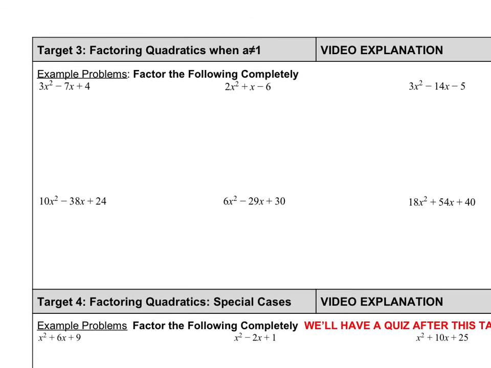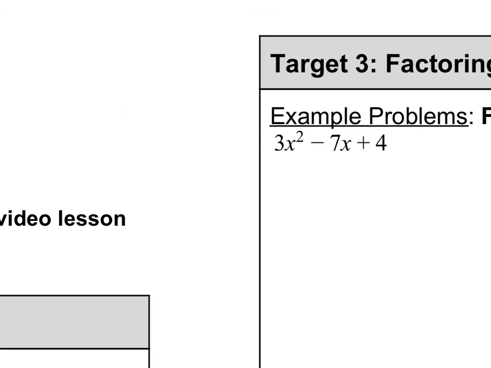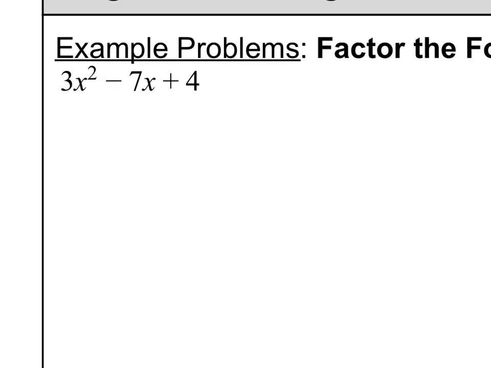My advice to you guys would be take a stab at these problems first, see which ones you can do, which ones you can't do, and if there's anything that you struggle with, maybe fast forward until you get to that problem and you can hear my suggestions for it. All right, so let's get started with the first problem, 3x squared minus 7x plus 4.